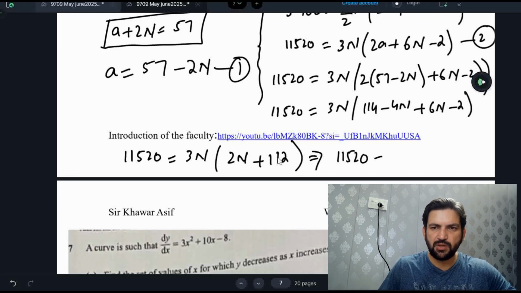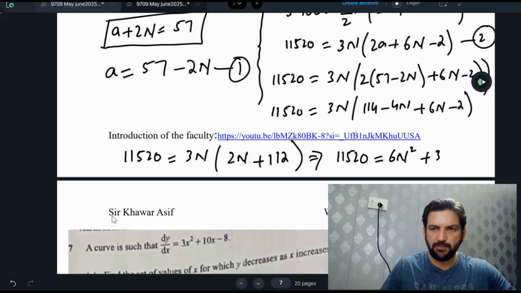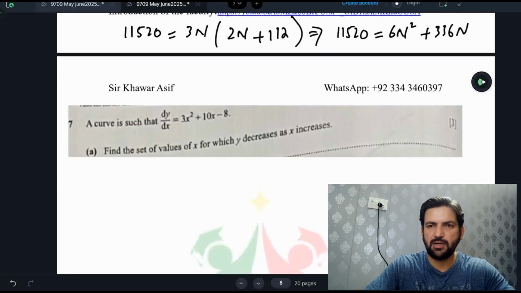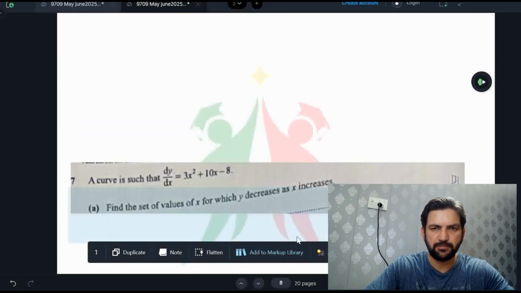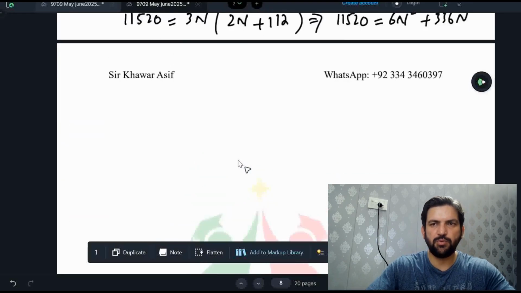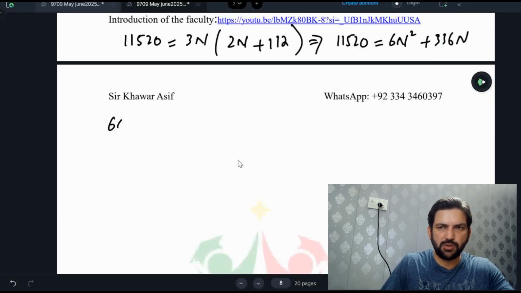So 11520 is equals to 6n square plus 3 into 112, which will be 336n. Now we can say that this one is a quadratic equation, 6n square plus 336n minus 11520 is equals to 0. So let's see the answer.